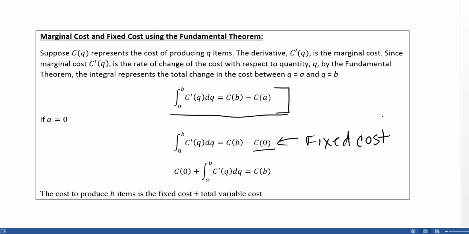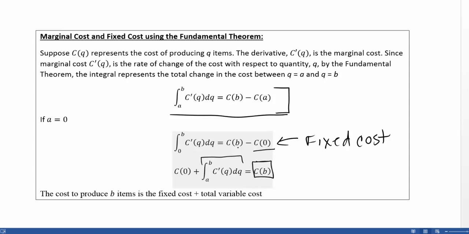So that means that if we want to get the cost to produce any certain number of items starting at 0, the cost to produce B items, it's going to be the fixed cost plus the integral of the marginal cost. But the integral of the marginal cost is called the total variable cost. So that's how much you have to pay once you're actually producing your items. It's called the variable cost because that cost depends on how many you're making. It depends on your B, whereas your fixed cost is not changing.